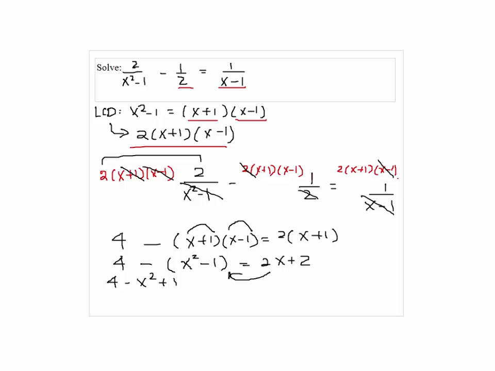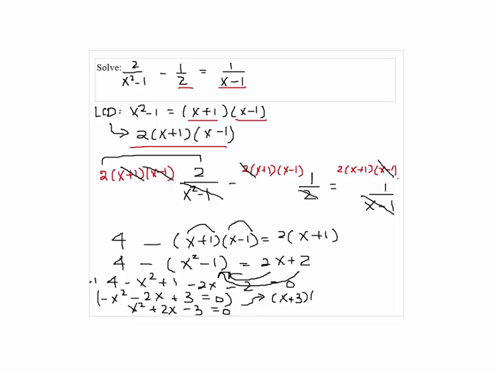and we're going to move 2x and 2 to the other side, so we have minus 2x minus 2 equals 0. So we have negative x squared minus 2x plus 3 equals 0. By multiplying both sides by negative 1, we have x squared plus 2x minus 3 equals 0. Now let's factor. So we have x plus 3 times x minus 1 equals 0. So x equals negative 3 or 1.